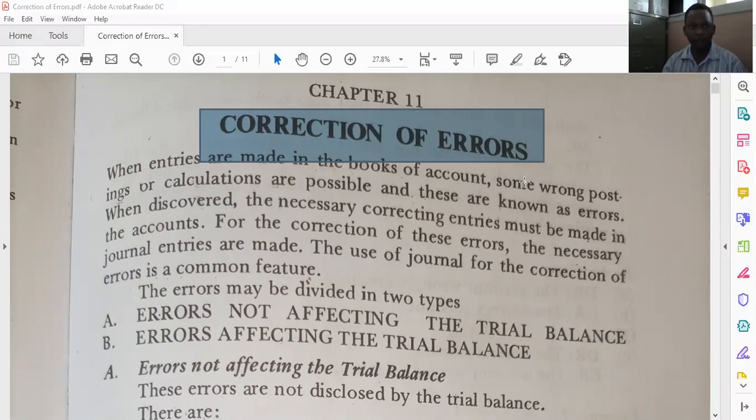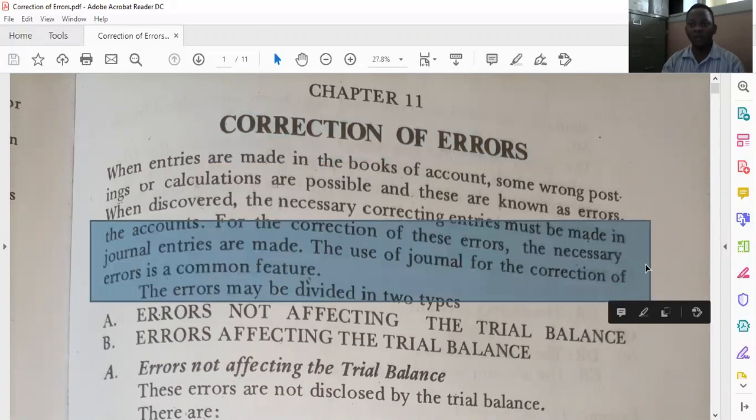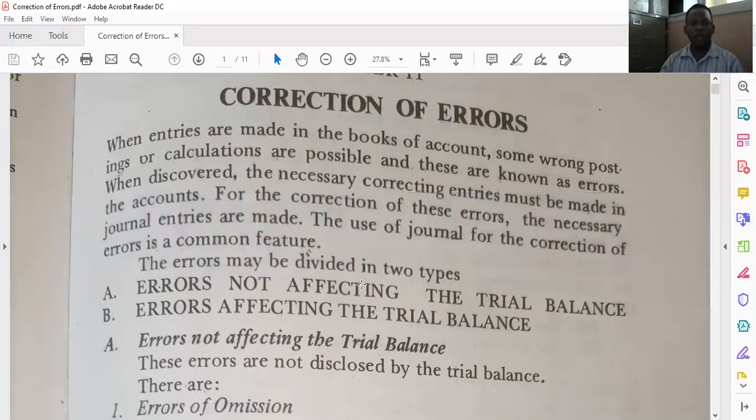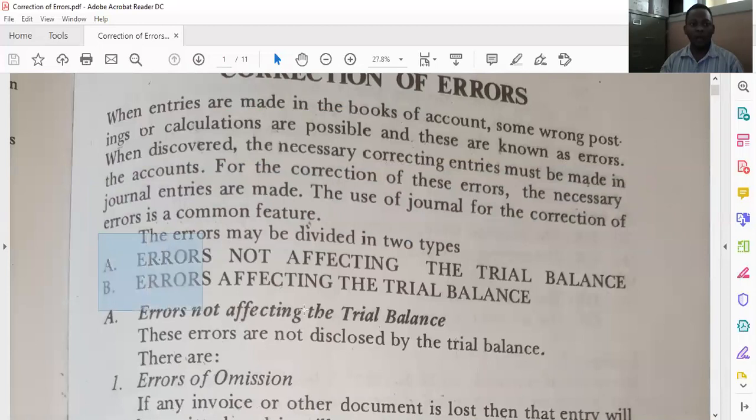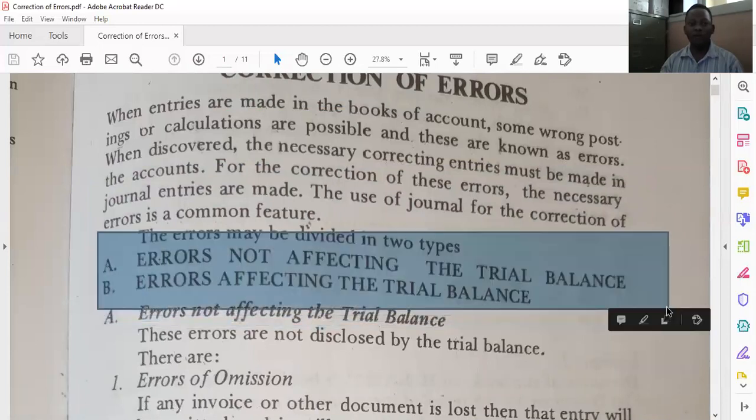So in most cases, for a correction of accounting errors, we need to prepare journal entries. And we haven't done journal entries before, but here in this lesson, we shall do an application of journal entries, and I hope that journal entries will not be new to you anymore. So for errors in accounting, we normally have two major types of errors. That is errors not affecting the trial balance and errors affecting the trial balance.